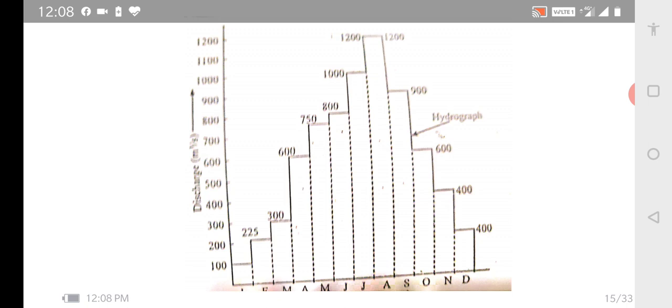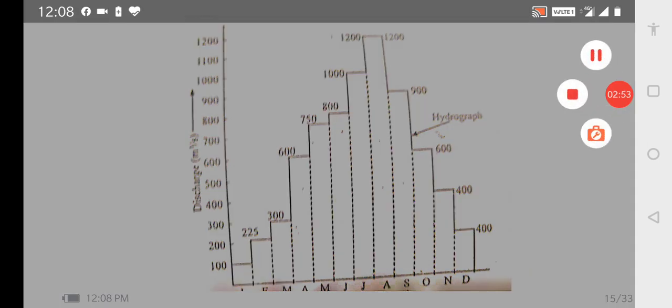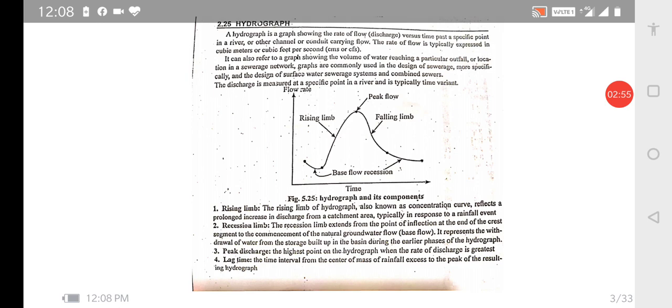The peak discharge is here, around 1200 cubic meters per second. That is the highest point on the hydrograph, when the rate of discharge is the highest. So this is about the hydrograph. You can see the hydrograph here, a simple sketch is given. You can see the y-axis is the flow, and the x-axis is the time, and you have the rising limb, the peak flow, and the falling limb.